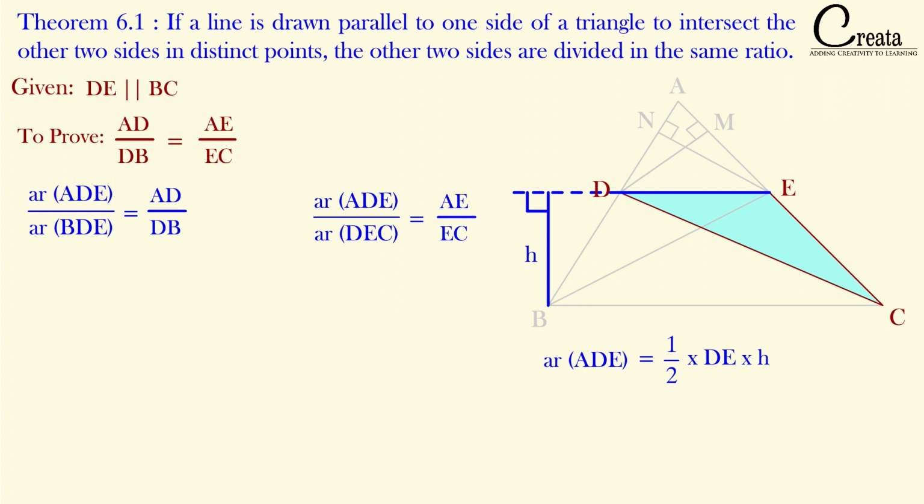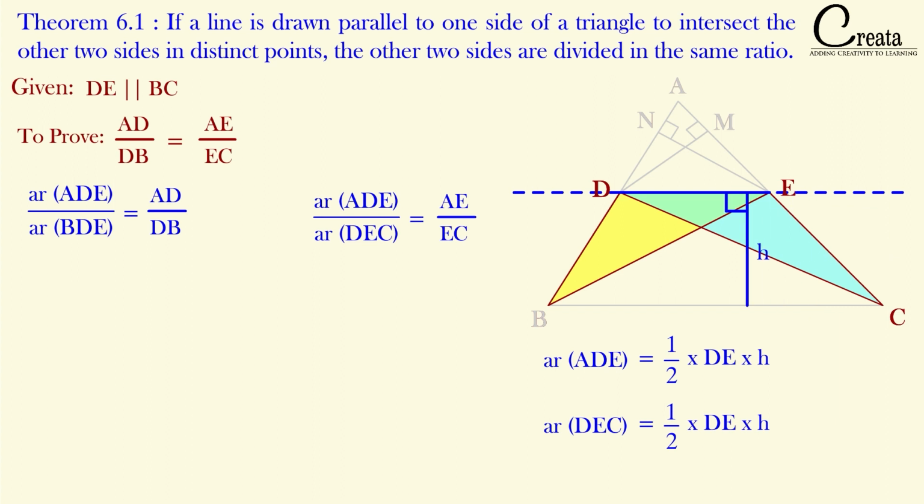Similarly, what will be the area of this triangle DEC? It will be half into DE into H. DE is the base and H is the height. For both of these triangles, the height will be the same. Here DE and BC are parallel to each other. Two lines are parallel means this gap will remain the same. This can move or slide across this line segment. This will be the same. Are you understanding? Both the lines are parallel to each other, so this distance will not change.